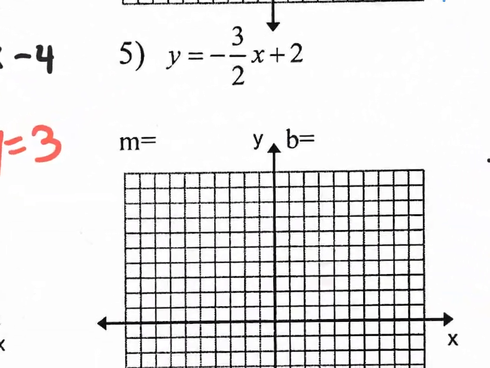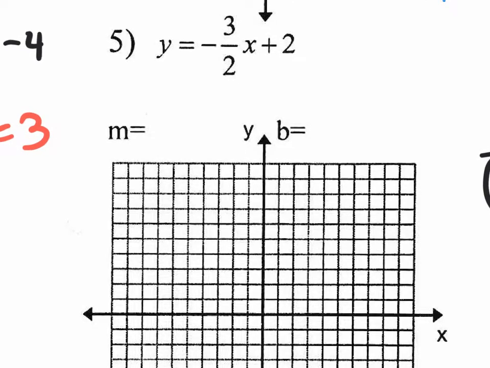That one is in slope-intercept form, so it's really easy to graph. All you have to do is identify your m value, which is always in front of x, which is -3/2. That's your m value, -3/2. And your b value is +2. Once you know your m and your b, go to your b value first on the y-axis. It tells you it crosses the y-axis at 2.